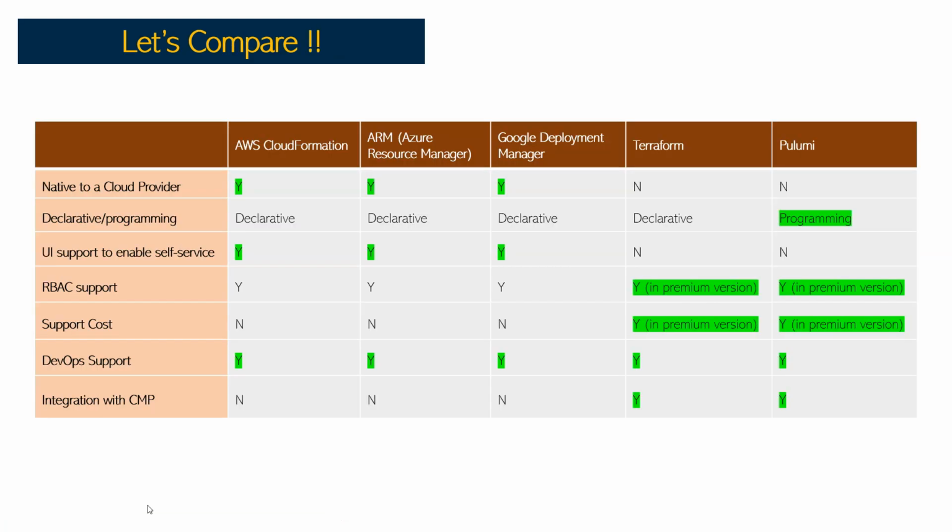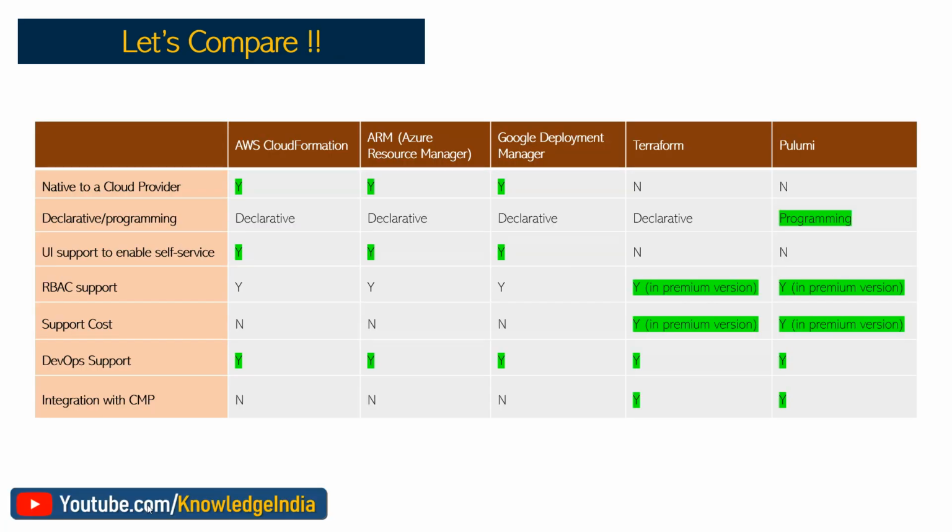Now let's come to the comparison. In this comparison, we have tried to pick up some of those factors which are really important and people talk about a lot. Some of these are factors which are not properly understood. So on the left hand side, you will be able to see all the factors which we have considered, and on the top row, you can see the different infrastructure as code options, which you might be aware of.